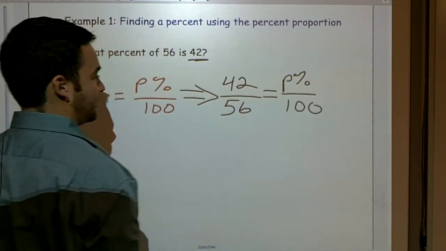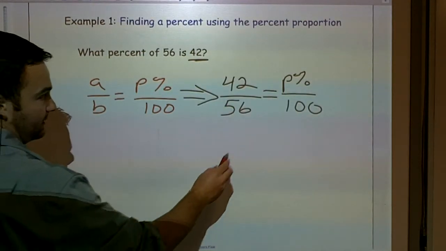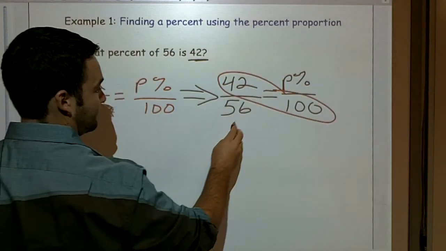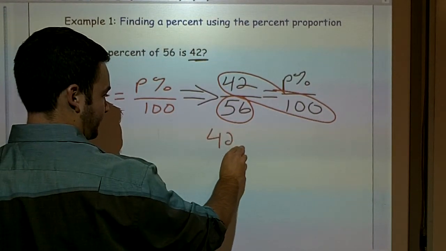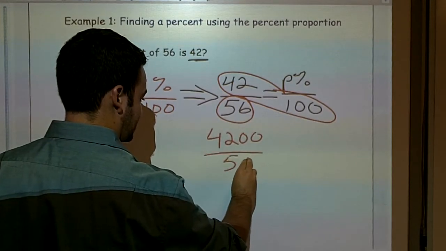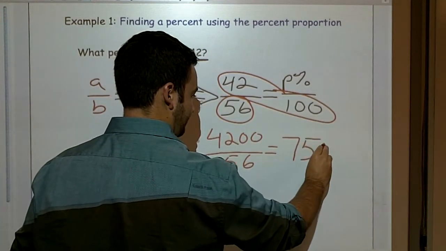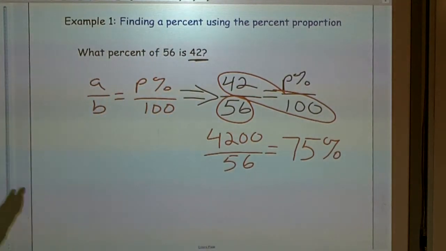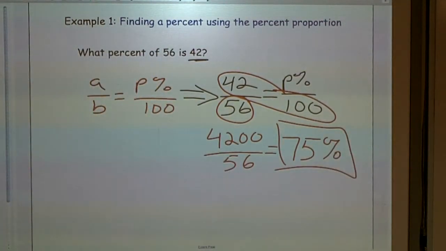over 100. Now, once we've set up our proportion, we play baseball, right? We cross multiply by the bat, and divide by the ball. 42 times 100 over 56, or 4200 divided by 56. And this actually comes out to being exactly 75%. So what percent of 56 is 42? The answer is 75.